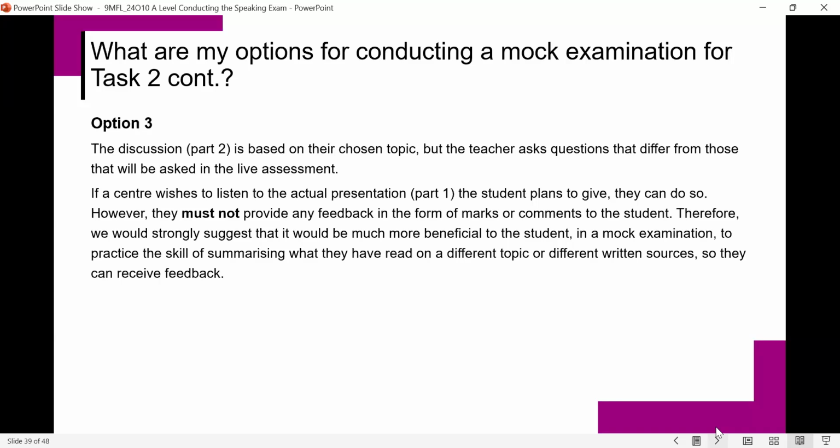Okay, so if a centre wishes to listen to the actual presentation, part 1 the student plans to give, they can do so. However, as I said, they must not provide any feedback in the form of marks or comments to the student. Therefore, we would strongly suggest that it would be much more beneficial to the student in a mock exam to practice the skill of summarising what they've read on a different topic or different written sources, so that they can receive feedback.